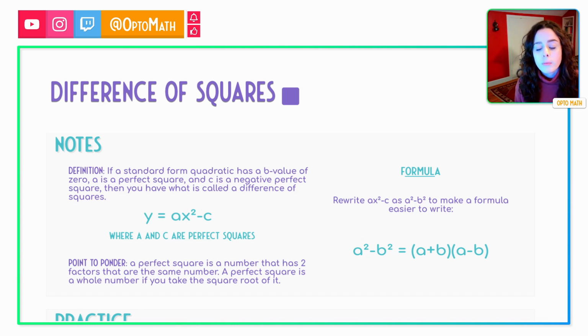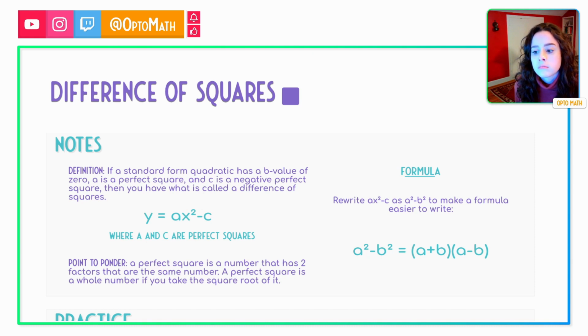So if you see a number times x squared, or just simply x squared, minus another number, and you're trying to see if it applies to the difference of squares rule we're going to learn, then you can simply take the square root of that number and see if you get a whole number. If you do, that's the number you need to use for your formula for difference of squares, and that will tell you if it is a perfect square. So perfect squares are not that mysterious.